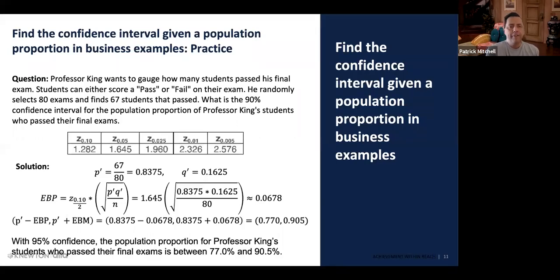So the confidence interval is P prime plus or minus the error bound. So 0.8375 minus 0.0678, 0.8375 plus 0.0678 gives me the interval from 0.77 to 0.905. And I was just looking ahead and I noticed a little typo. Uh-oh.